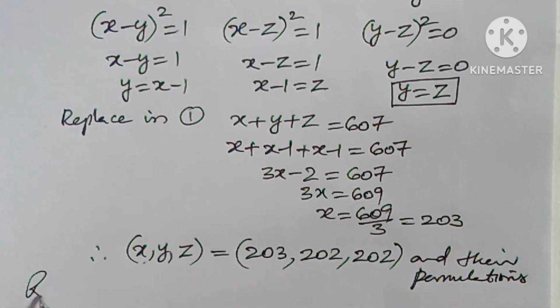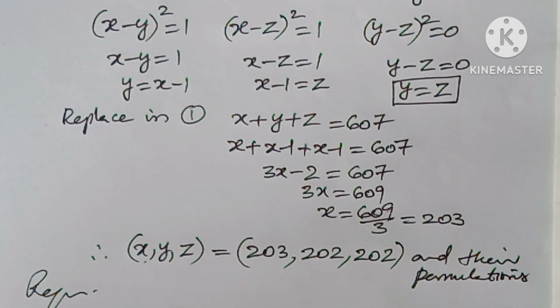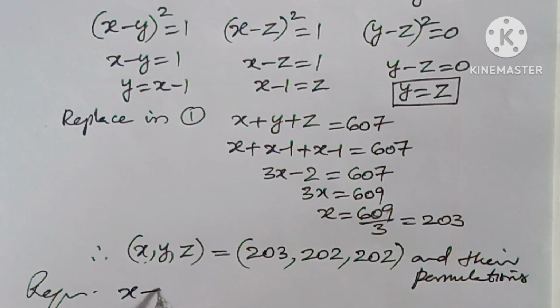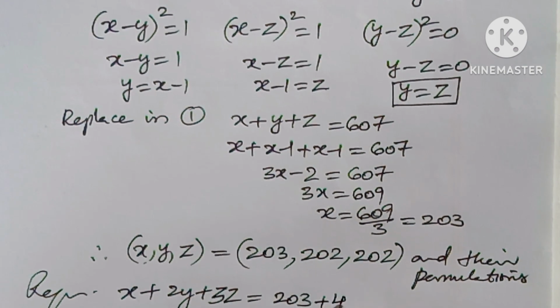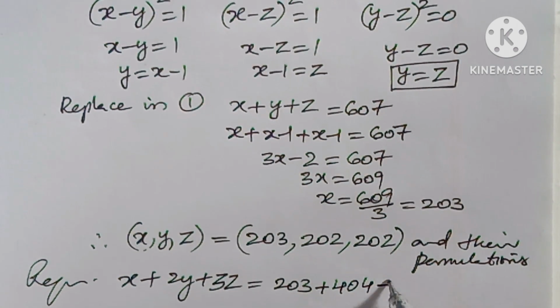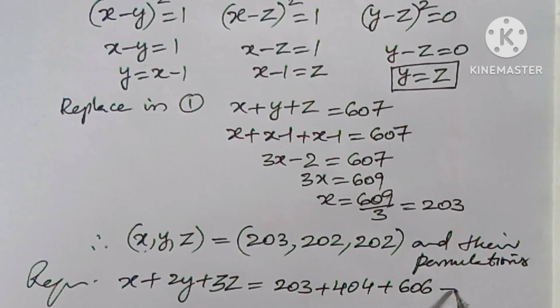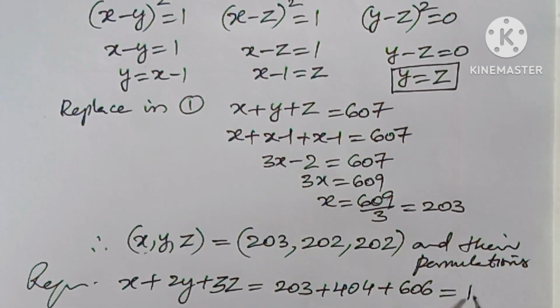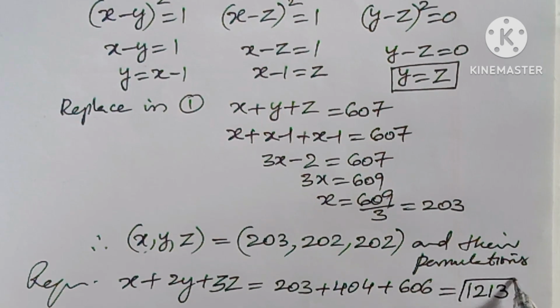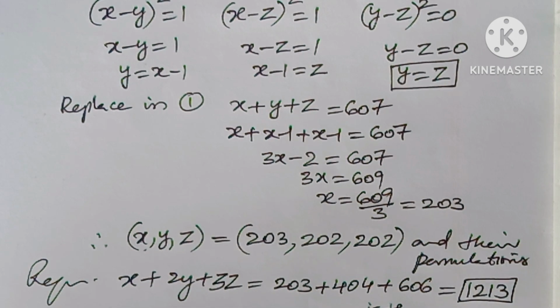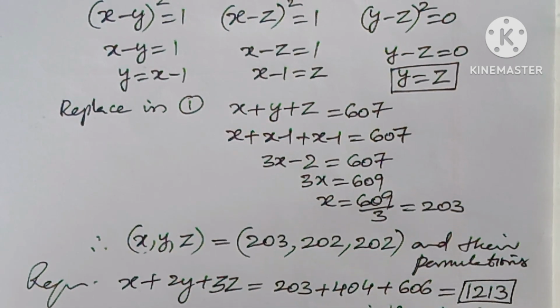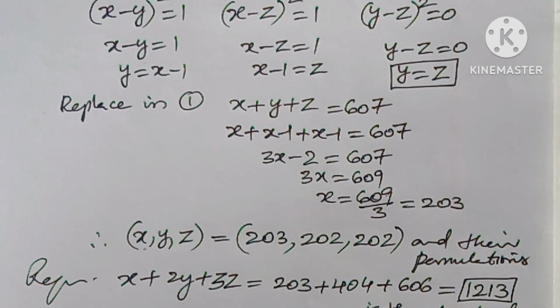So what is required here? x plus 2y plus 3z is equal to 203 plus 404 plus 606, that is equal to 1213. This is the least value, the minimum value. I hope you understood the video.